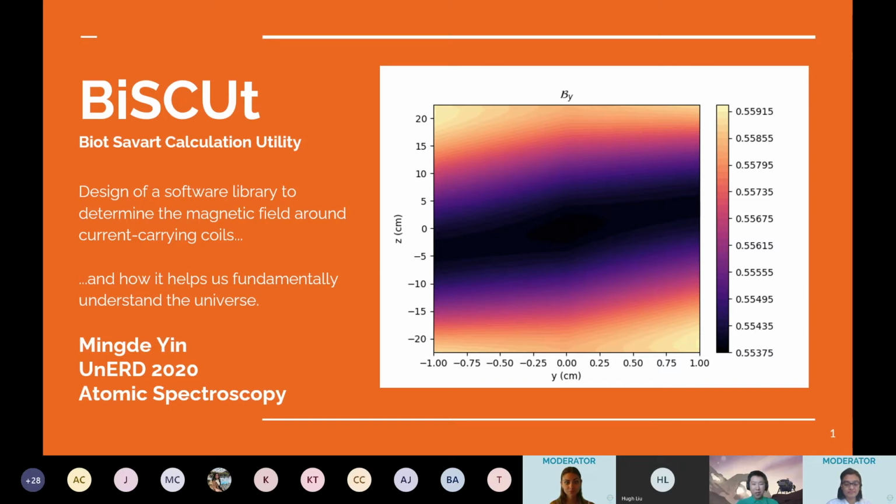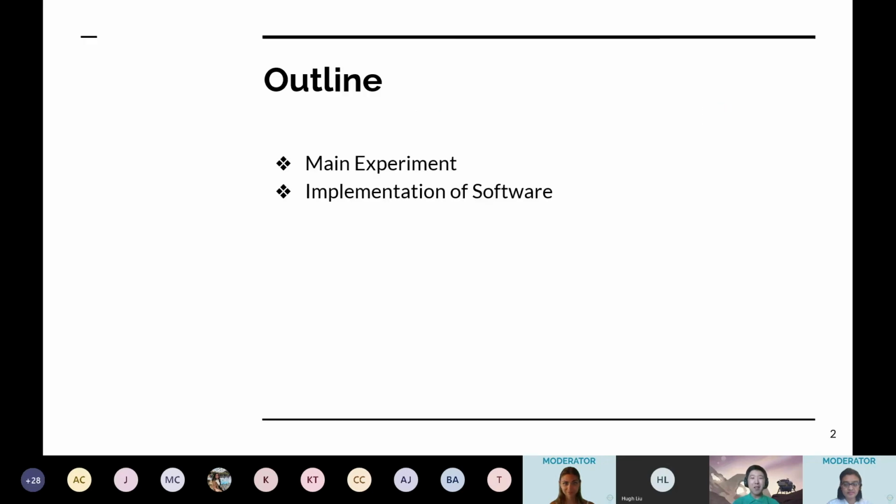So I'm a bit of an oddball. You're all here for AI, but I'm here talking to you about physics. Well, let's get started with this experiment. In this talk, I'm going to be talking about the experiment that inspired the design of Biscuit, as well as how I implemented it.